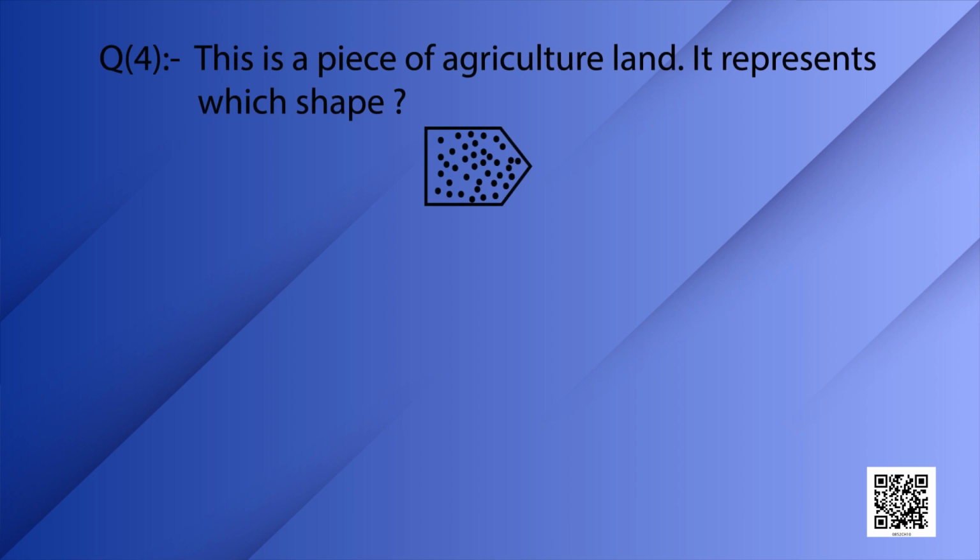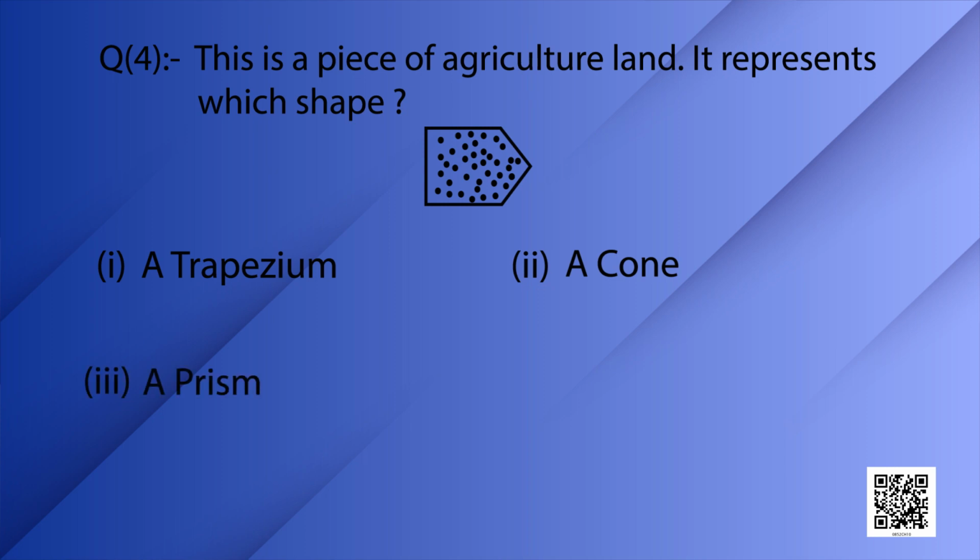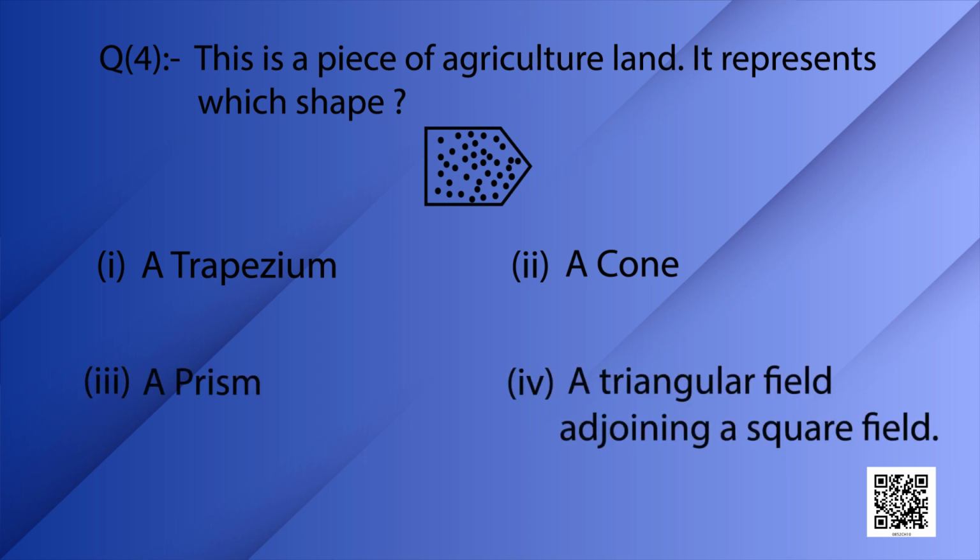Question number 4. This is a piece of agricultural land. It represents which shape? You have 4 options: a trapezium, a cone, a prism, or a triangular field adjoining a square field. So what is the right answer, children? The right answer is a triangular field adjoining a square field.